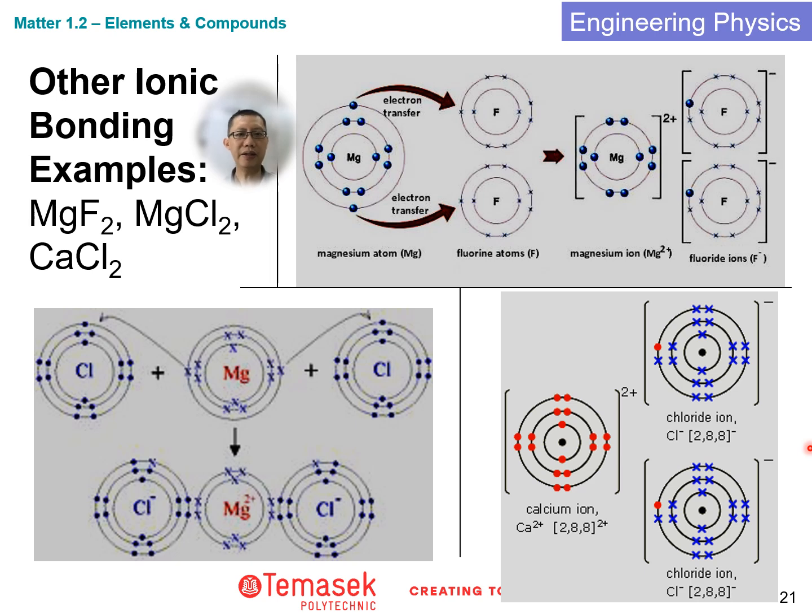In the end, we get 1 Ca2+ ion and 2 Cl- ions. The strong attractions between the oppositely charged Ca2+ and Cl- ions form calcium chloride, CaCl2, another example of an ionic compound.